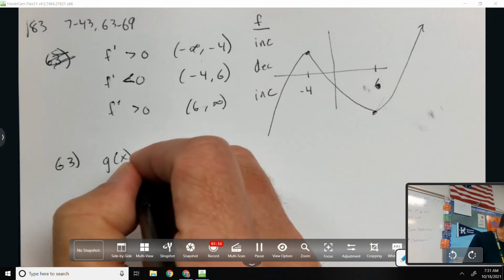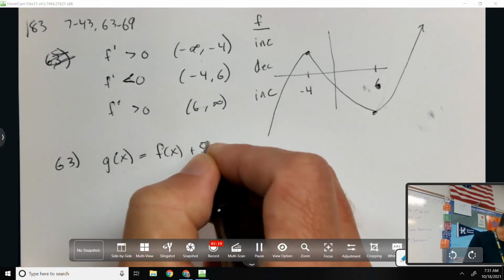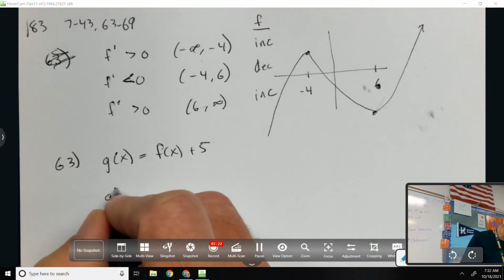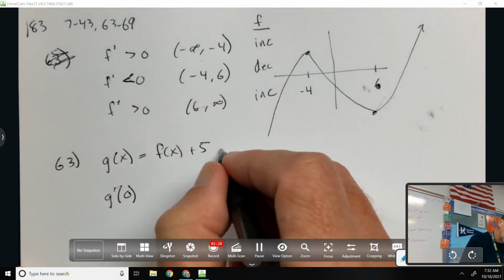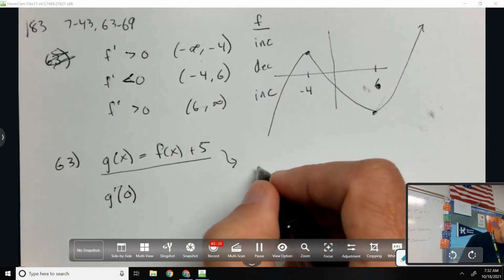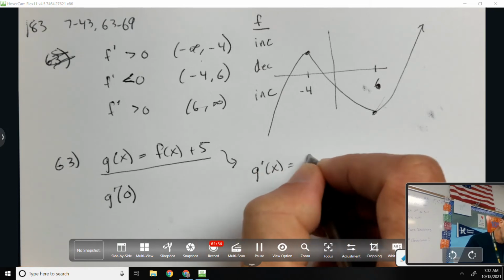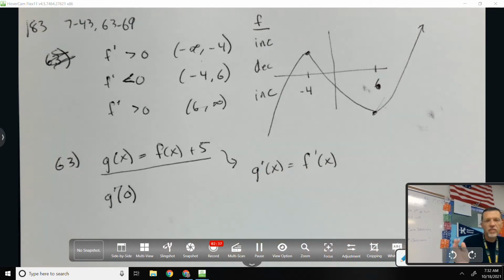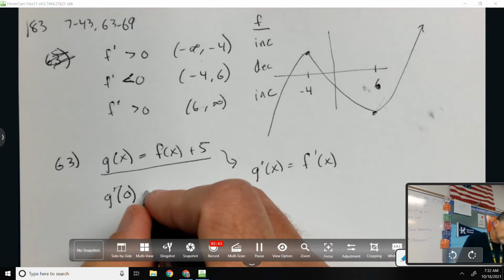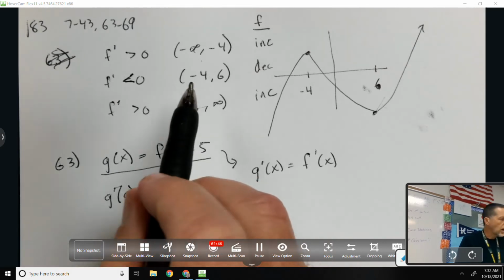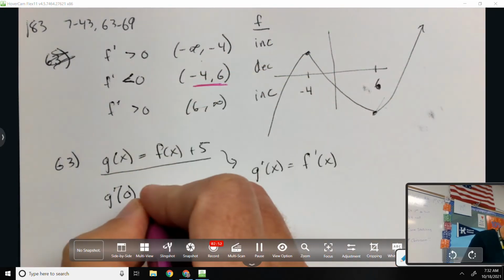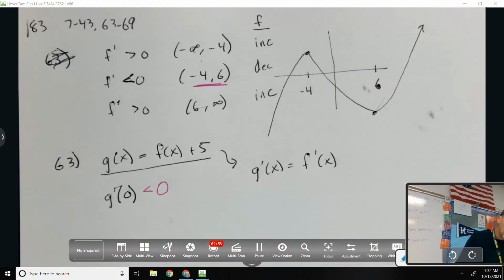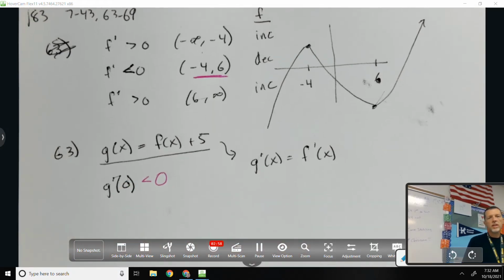63 in particular says g of x equals f of x plus 5, and we want to know g prime of 0. Well, if I take the derivative of all of that, that would be g prime of x equals f prime of x. The plus 5 would go away. So g prime is equal to f prime. So g prime of 0, that would be in this interval. So that would be less than 0 for 63.